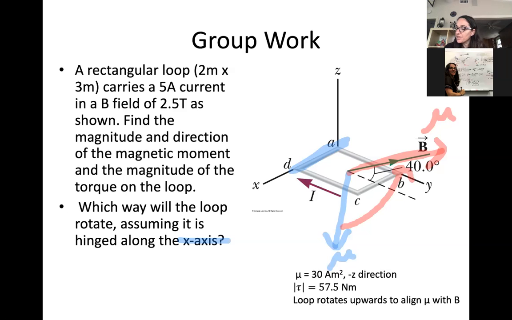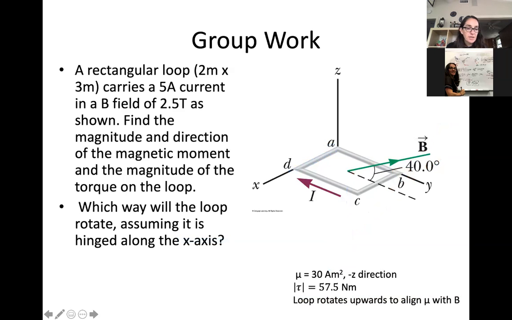Okay, so just something like the loop will rotate so that mu aligns with B. I mean, that's the whole point, is that mu is going to align with B. I think that's the end of our slides for the day.